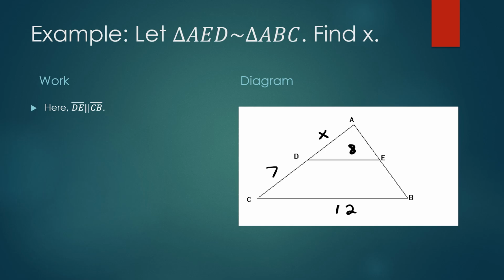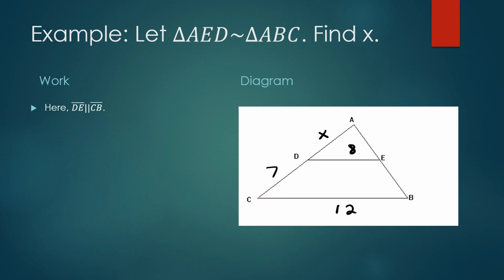So now we're going to use the definition of similar to find values. Remember that if a triangle is similar, then the sides are proportional and vice versa. So here we're saying we have similar triangles. Can we find a missing value? Here we have CB is 12, ED is 8, AD is X, and DC is 7.